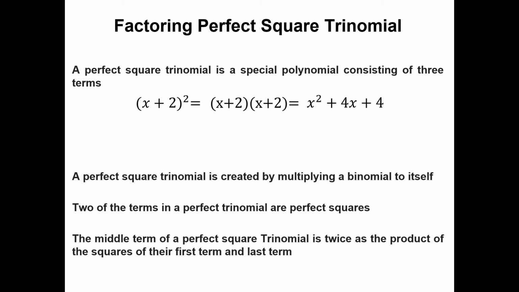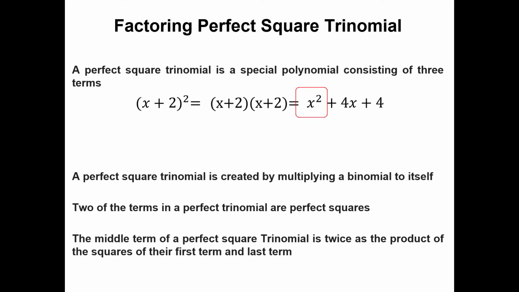Also, the middle term of a perfect square trinomial is twice the product of the square roots of its first term and last term. Did you get it? Well, let me show you.